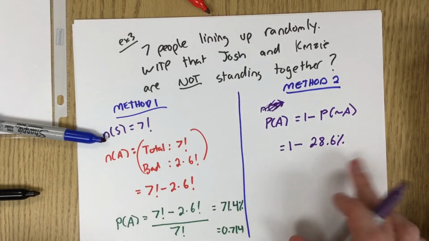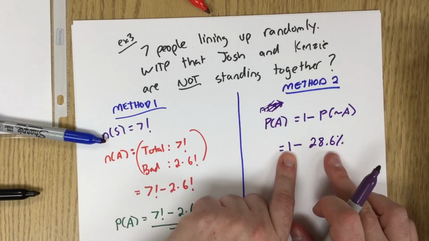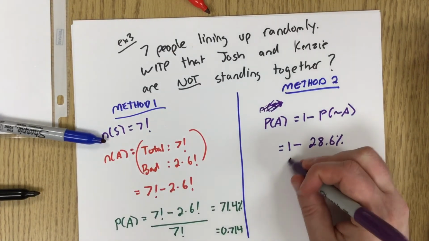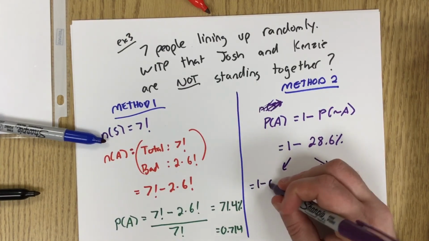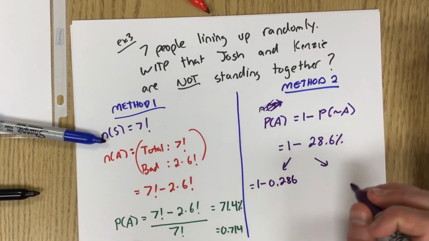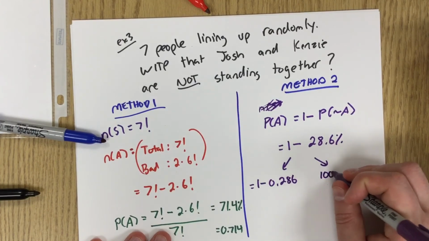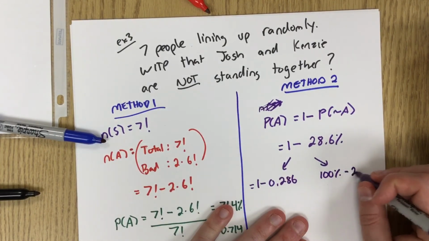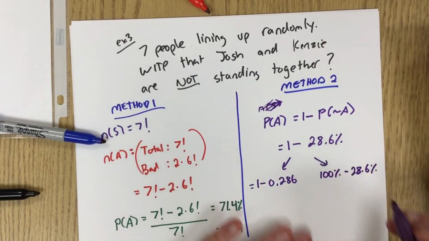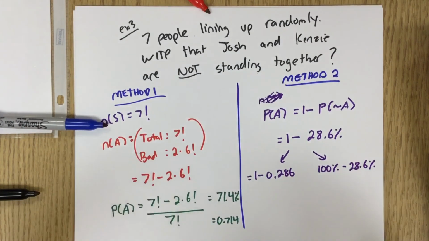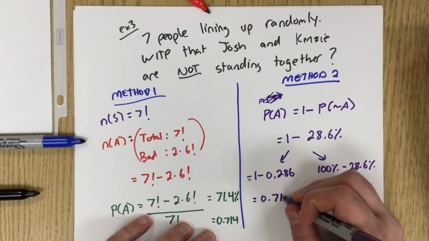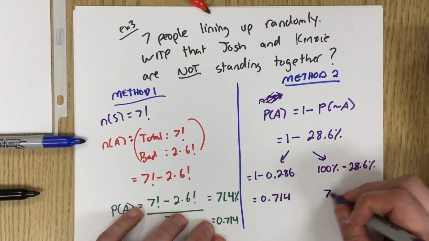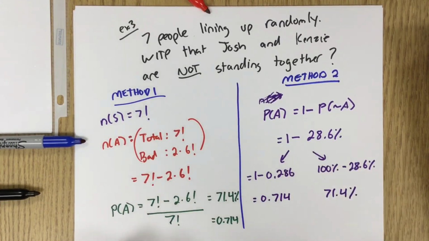Now, I did this kind of deliberately. Notice there are different units. That's in decimal, that's in percentage. So you could do it in one of 2 ways. You could either go 1 minus 0.286, or you could go 100% minus 28.6%. Either way, the answer is 0.714 or 71.4%.